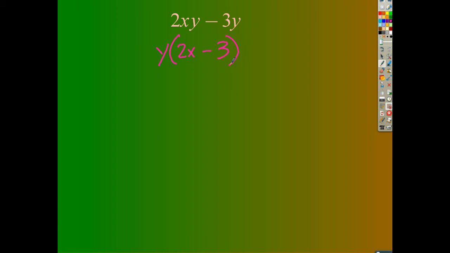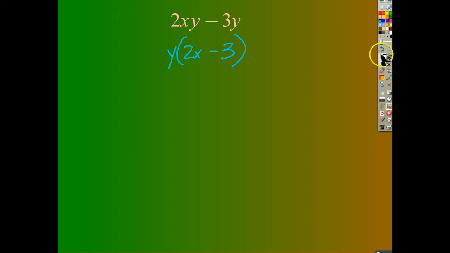Let me try to find a different color here that makes it a little bit easier. I think that blue might be a little bit better. So, pulling out y from both of these, I'm looking to see what factor I can divide from both. If I pull out y here, I'm going to end up with 2x minus 3. And if I reverse this and use my distributive property, y times 2x is 2x times y, and y times negative 3 is negative 3y. At this point, you should feel fairly comfortable with doing these.